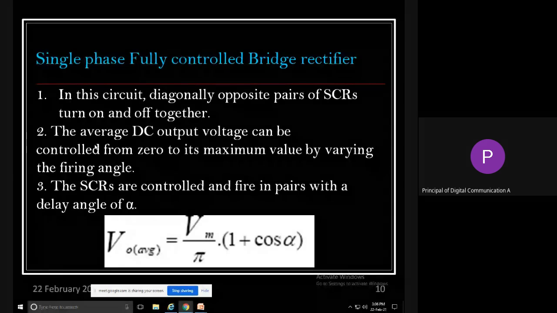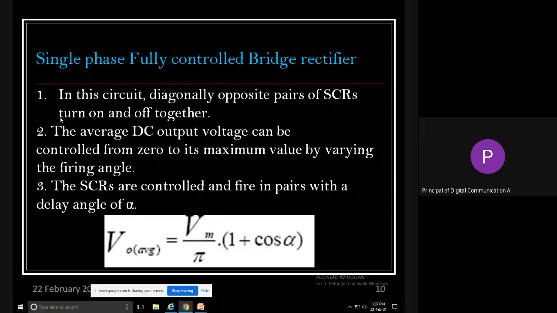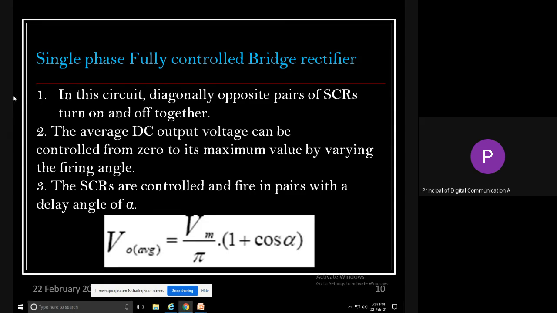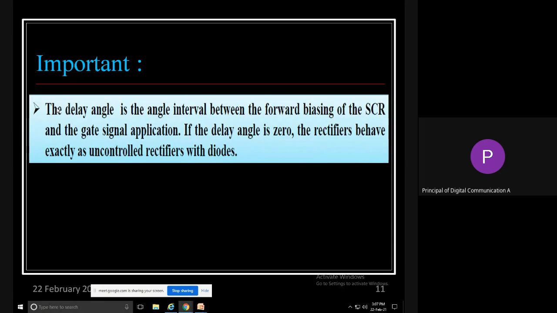What is the meaning of this fully controlled? So in the coming slide, we will see what is the meaning of, or the difference between fully controlled and the partially or the half controlled. So about this one, so important sentence, the delay angle is nothing but the angle or the time interval between the forward biasing of SCR and the gate signal application.